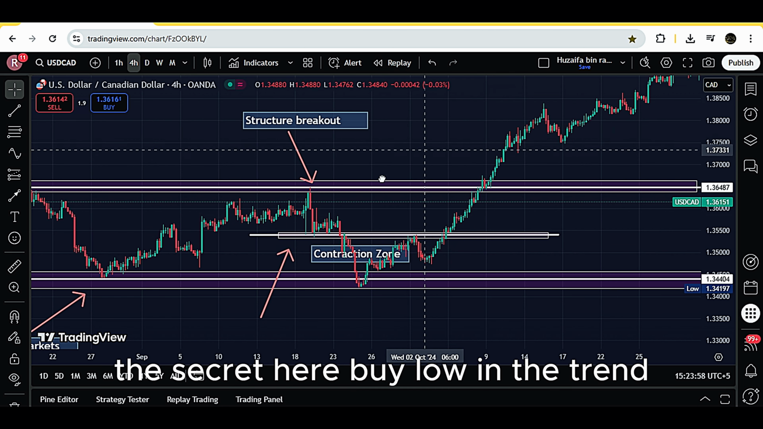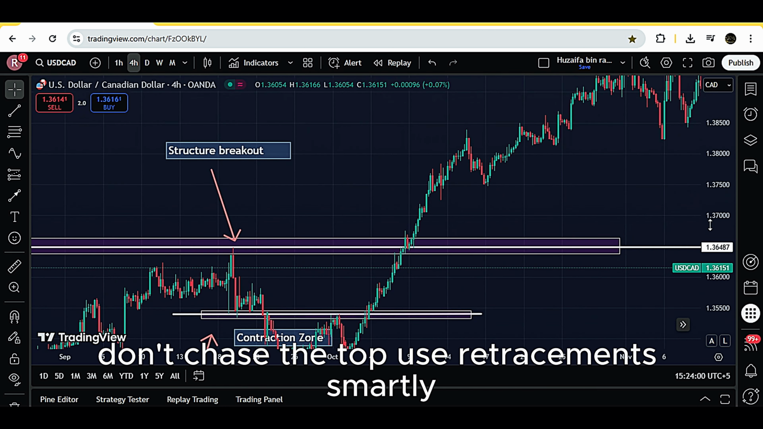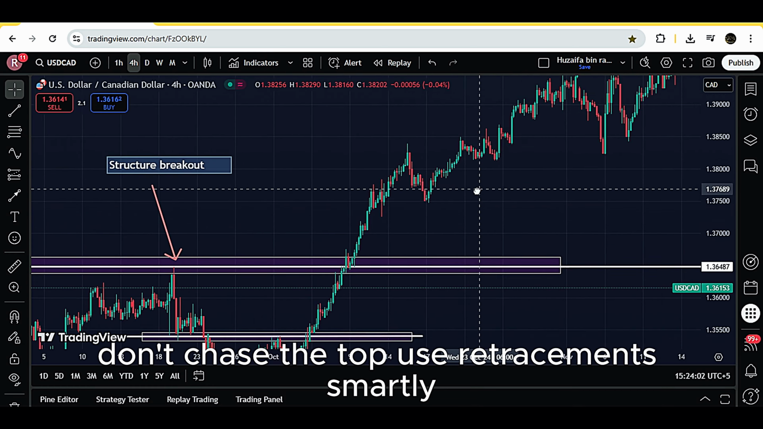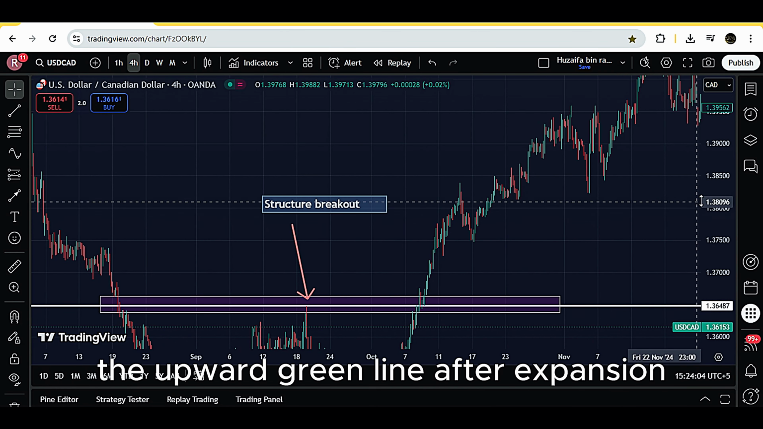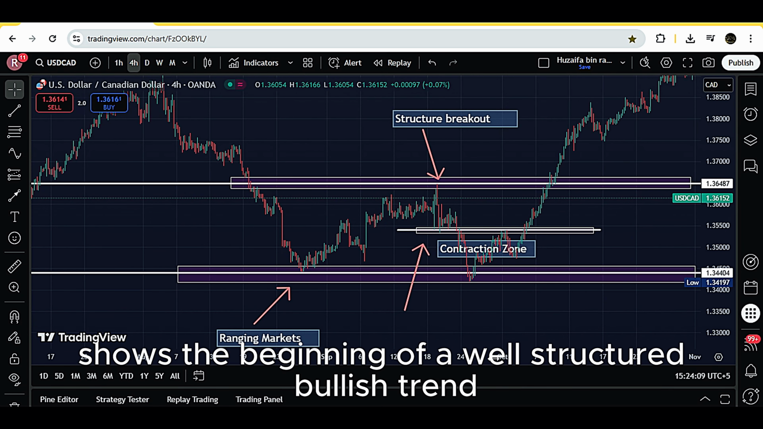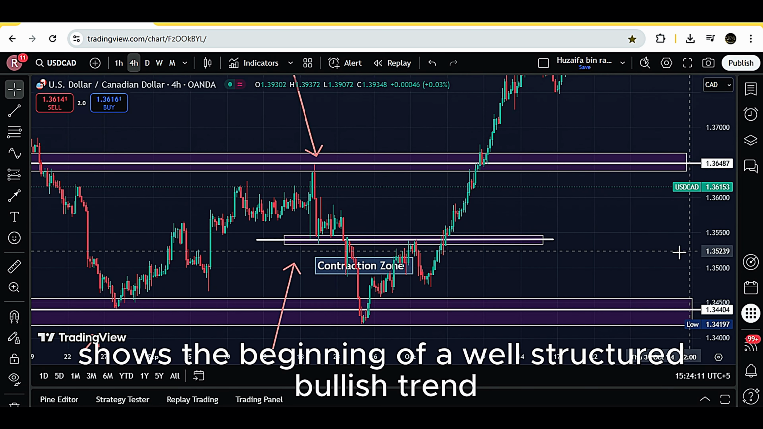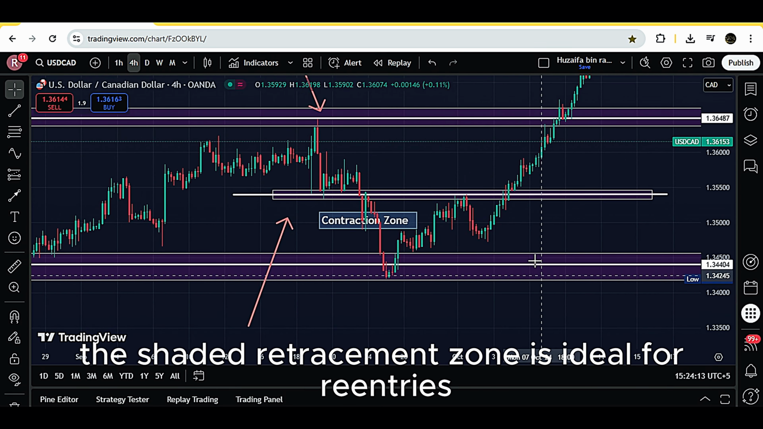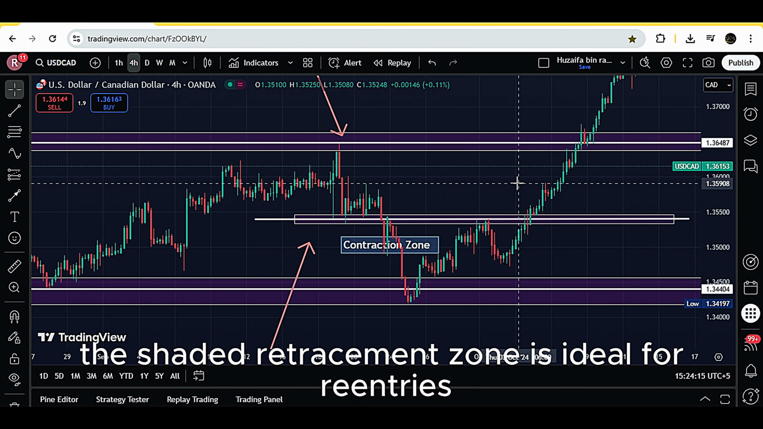The secret here: buy low in the trend, don't chase the top. Use retracements smartly. The upward green line after expansion, labeled profit-taking, shows the beginning of a well-structured bullish trend. The shaded retracement zone is ideal for re-entries.